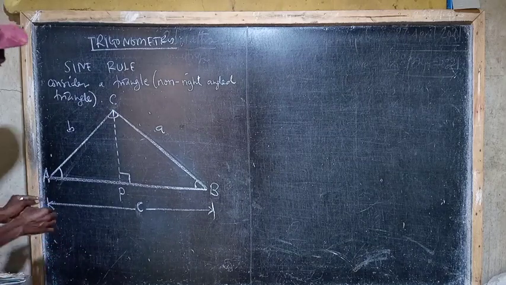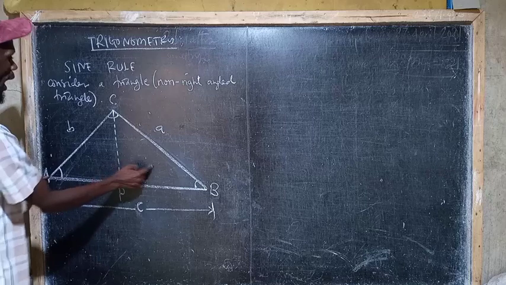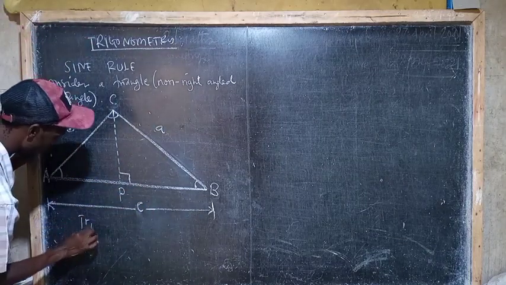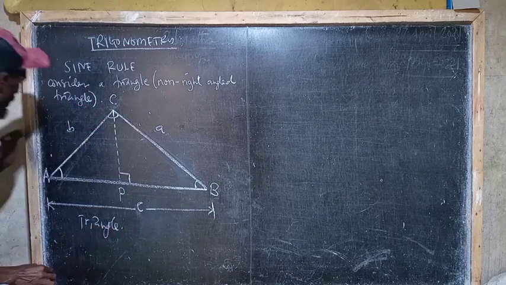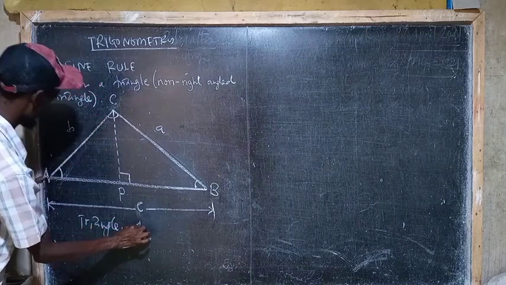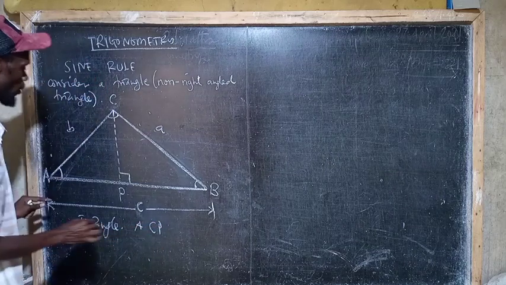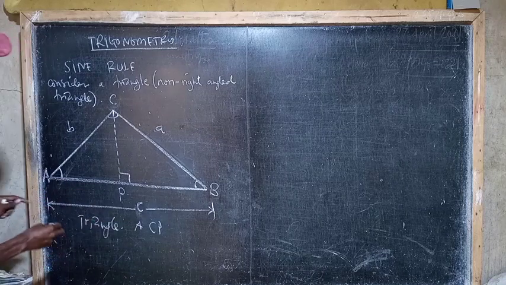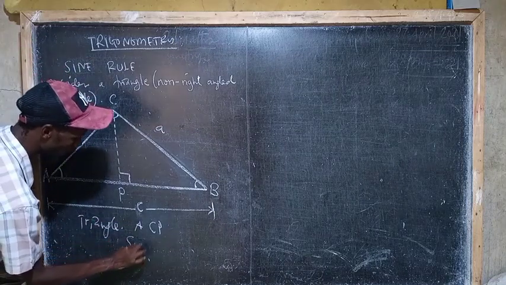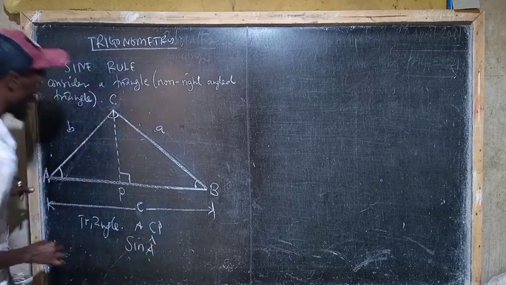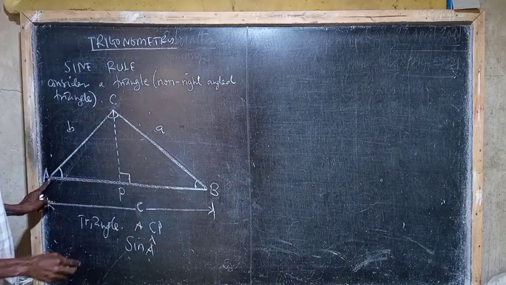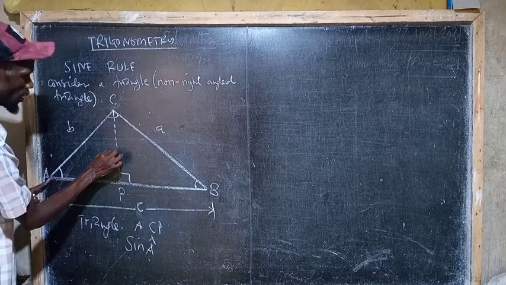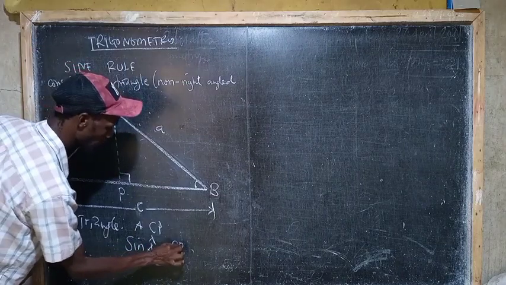Now considering these 2 triangles. Here, the triangle. We have triangle ACP. If now you consider triangle ACP, remember we have sine of an angle. Let's say sine of an angle A. Sine is equal to opposite over hypotenuse. Now, the opposite of this angle is definitely here, which is equal now to CP.